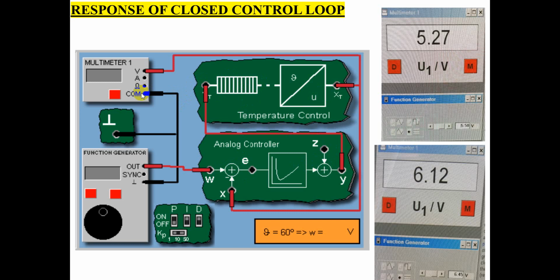So we are going to do the same thing here. What we want in the multimeter is a voltage equivalent to 60 degrees centigrade, which is basically 6.14 or 6.07, whatever value. Let's suppose 6.1 basically. How are we going to get this value? By changing the value of the function generator. Simple. Next, you can see we are basically using a P controller here, by making it on and the remaining off, and the value of KP is 10.